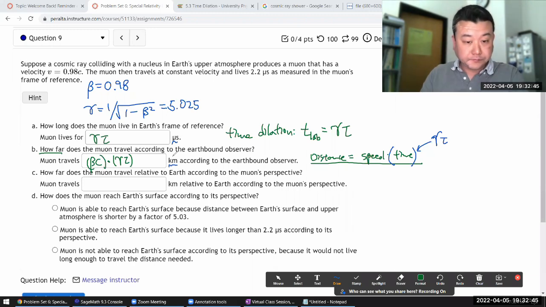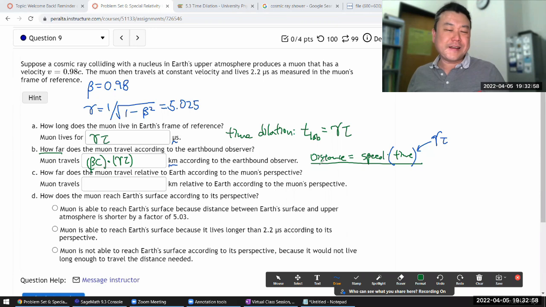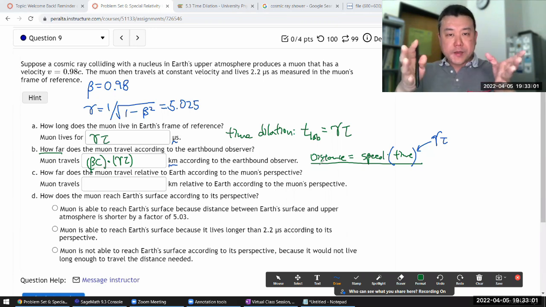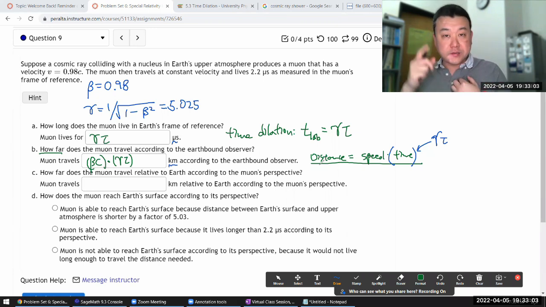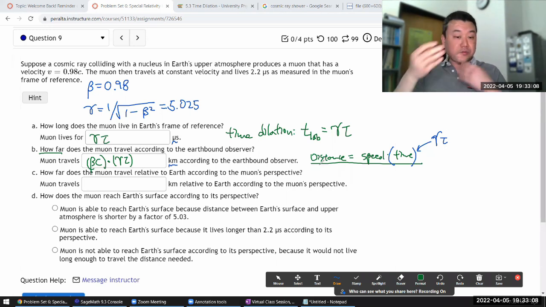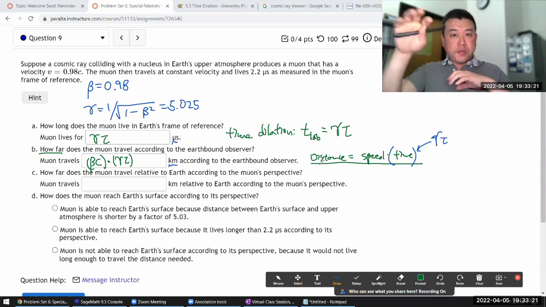Okay. How far does the muon travel relative to Earth according to the muon's perspective? Sorry, that's a very convoluted way of asking. If you imagine you are the muon, then you are not the one that's moving. It's the Earth that's moving towards you. And as the Earth is moving towards you, you could describe it as how far you move relative to the Earth.